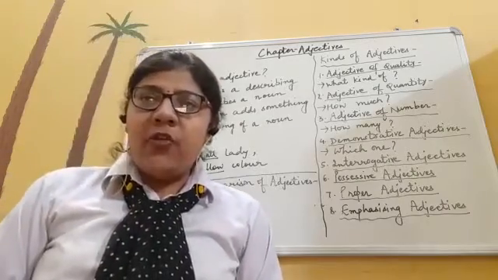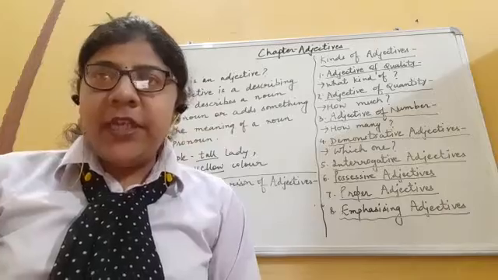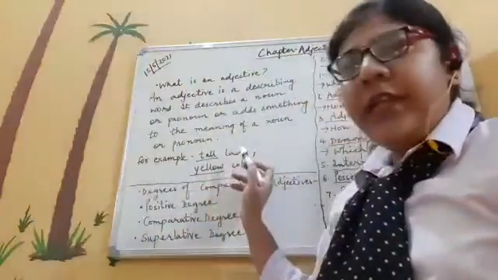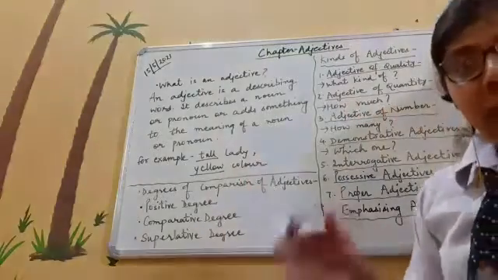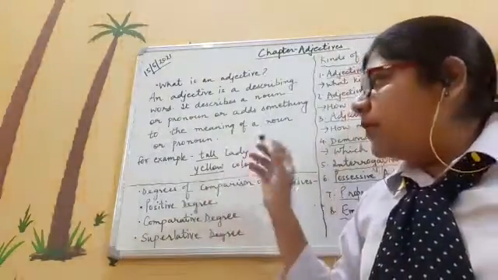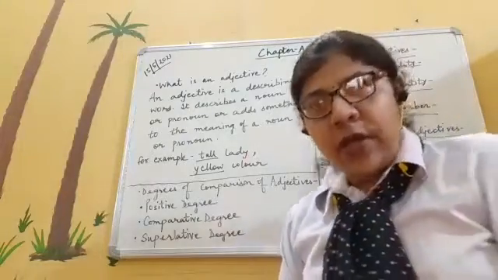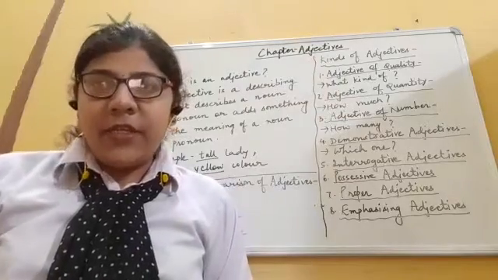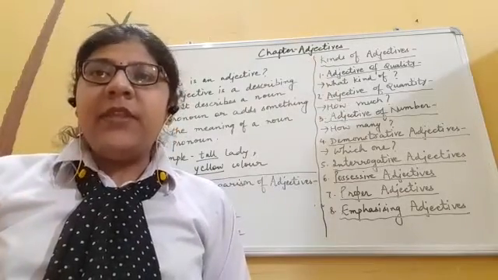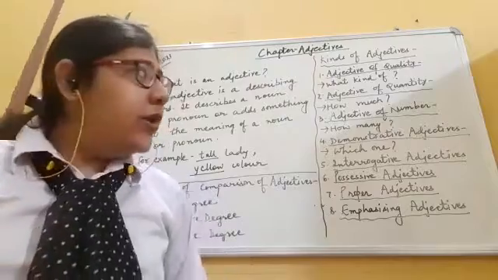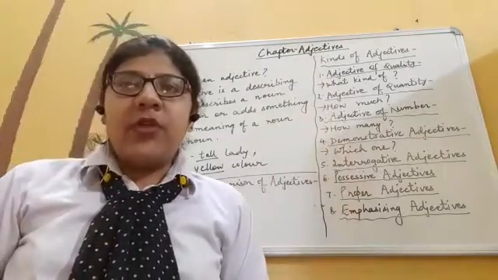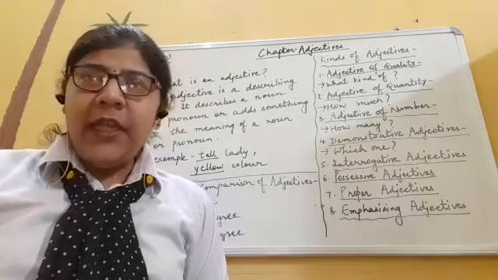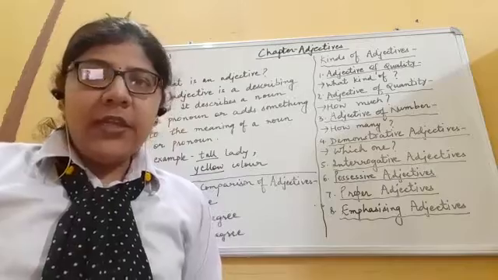To find out which is the adjective of quality, we need to question with what kind of. Just see this example, tall lady. Now you can question in your mind, what kind of lady? The answer you will get is tall. So tall is the adjective of quality, because it is describing the quality of the lady. Those adjectives which tell us about the quality of a noun or pronoun are called adjectives of quality, and we need to question with what kind of.